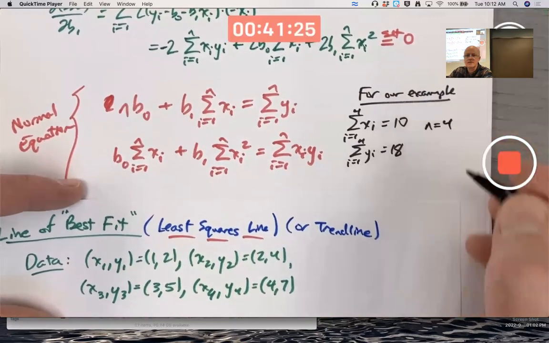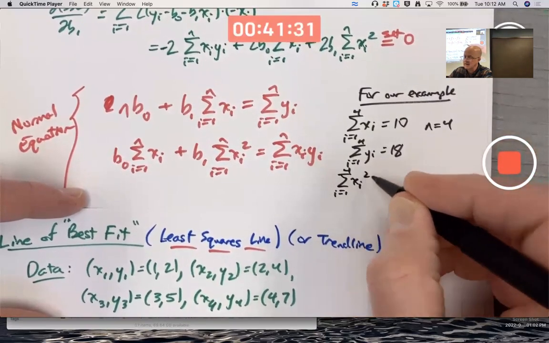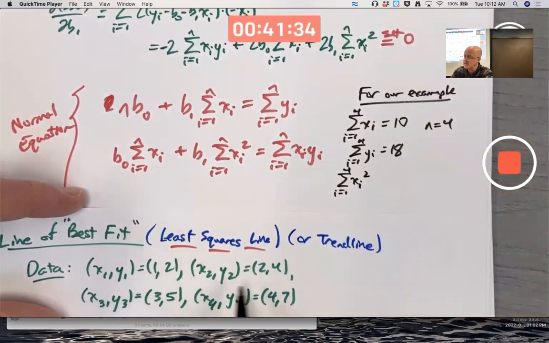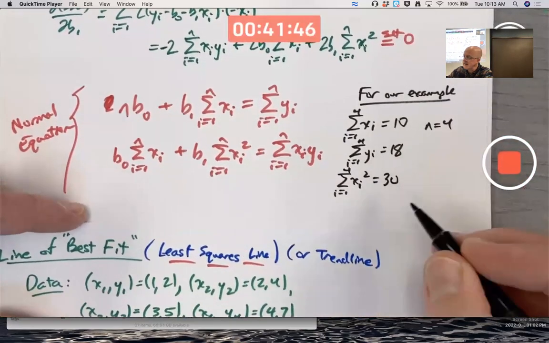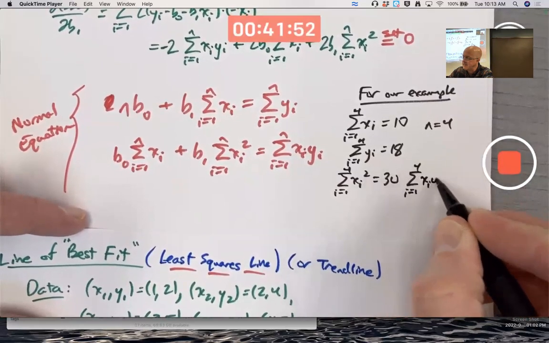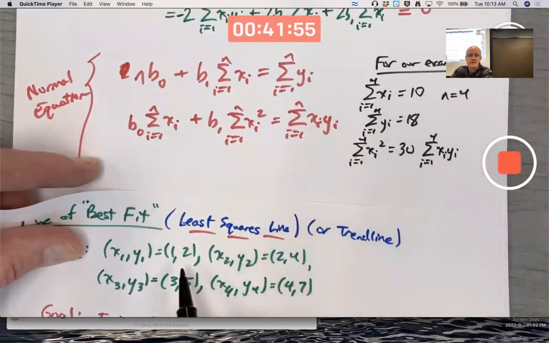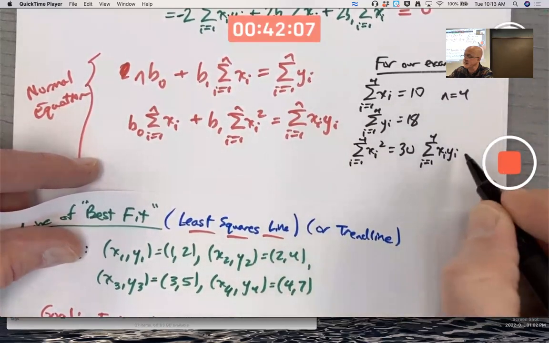N is 4. Sum of the xi squareds. Got to square those x's. 1 squared, 2 squared, 3 squared, 4 squared. It'll be 1 plus 4 plus 9 plus 16. 1 plus 4 is 5, plus 9 is 14, plus 16 is 30. And the sum of the products of each xi times each yi will give you 2 plus 8 is 10, plus 15 is 25, plus 28 is 53. Oh yeah, these numbers are looking familiar.